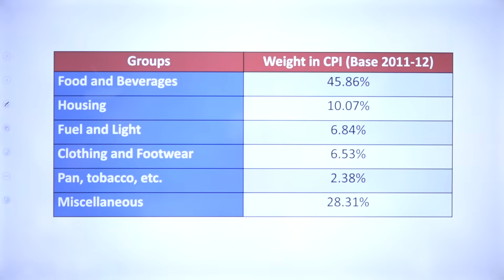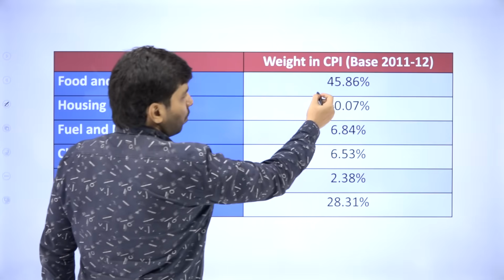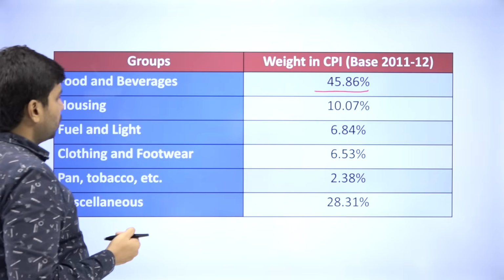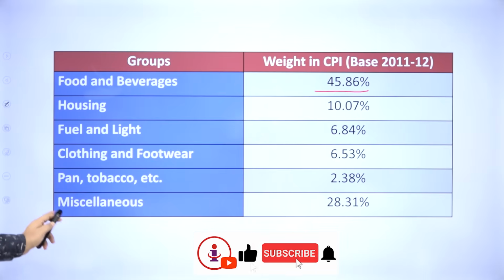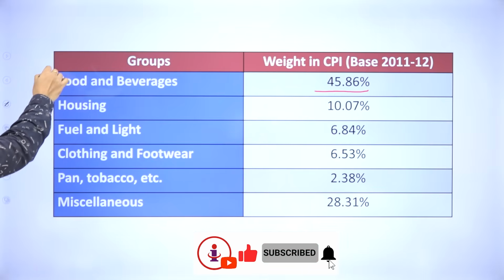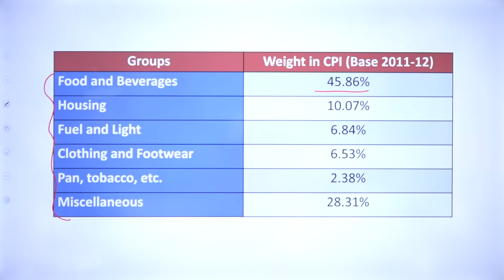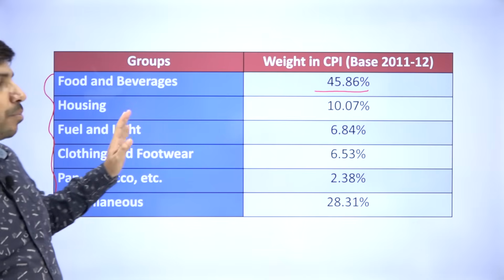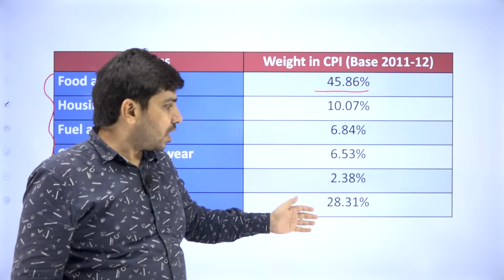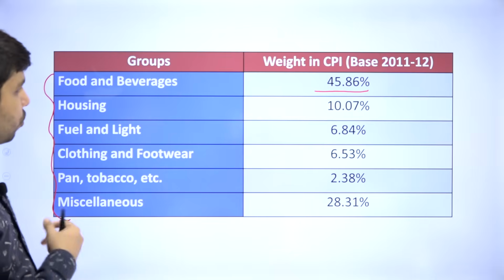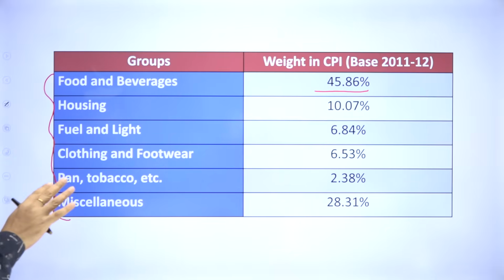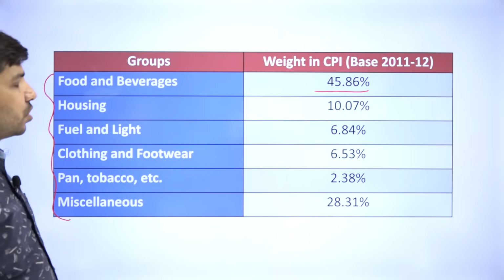So this is the consumer price index basket. Food and beverages have the weight of 5.86, housing 10.07, fuel and light 6.84, clothing and footwear, pan, tobacco, etc. and miscellaneous. These are the 6 major groups that are included in the consumer price index, and these are their weights, how much percentage they carry in CPI. So that question was based on this table. You can make a note of this table. UPSC can ask questions like this.